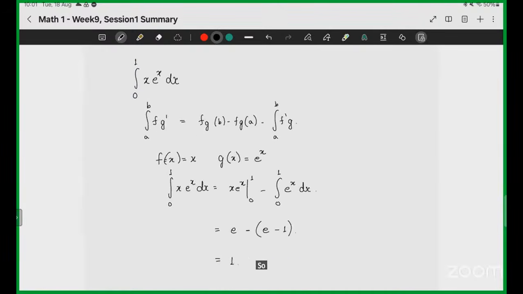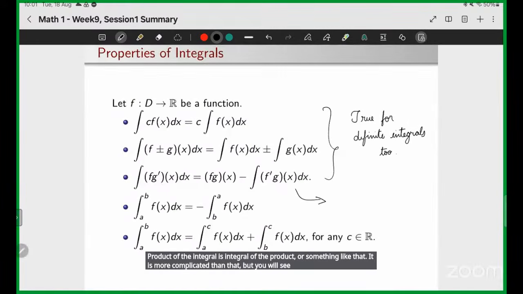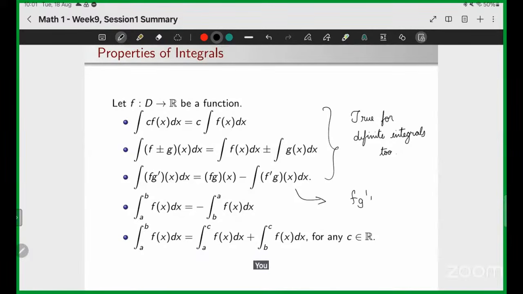Yes, sir. So this is the product rule. It's not directly that the product of the integral is the integral of the product or something like that. It is more complicated than that. But you will see that this is familiar, right? You have fg prime plus f prime g. What is this? The differentiation of FG. So that's fg whole prime. So it says that fg is an antiderivative of this, which is just reformulated and written over here.